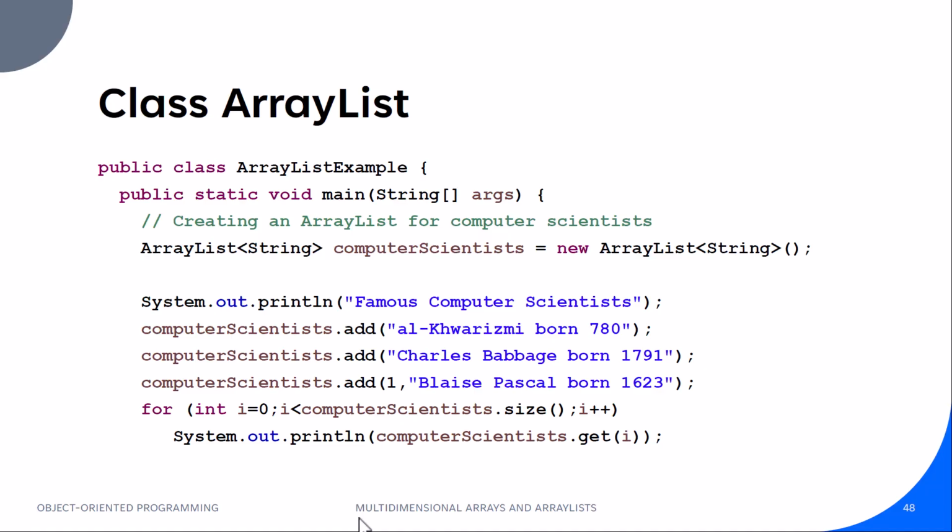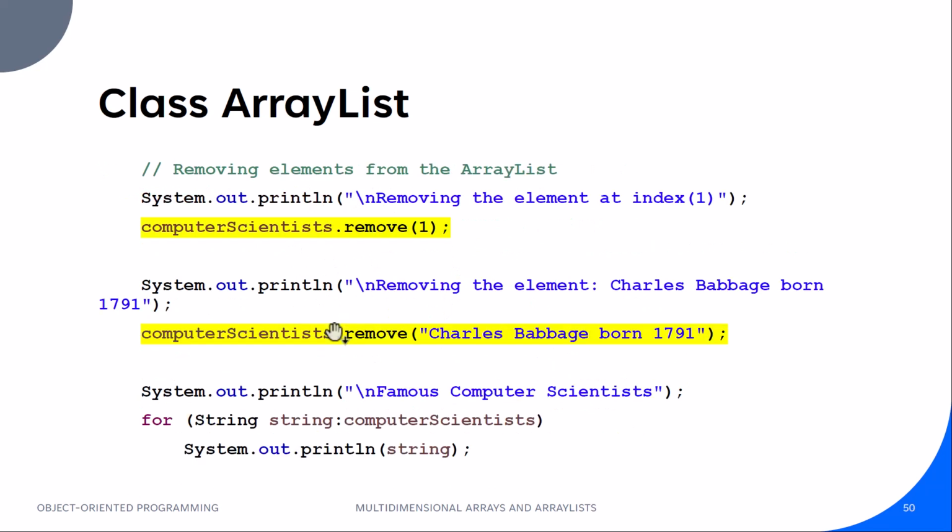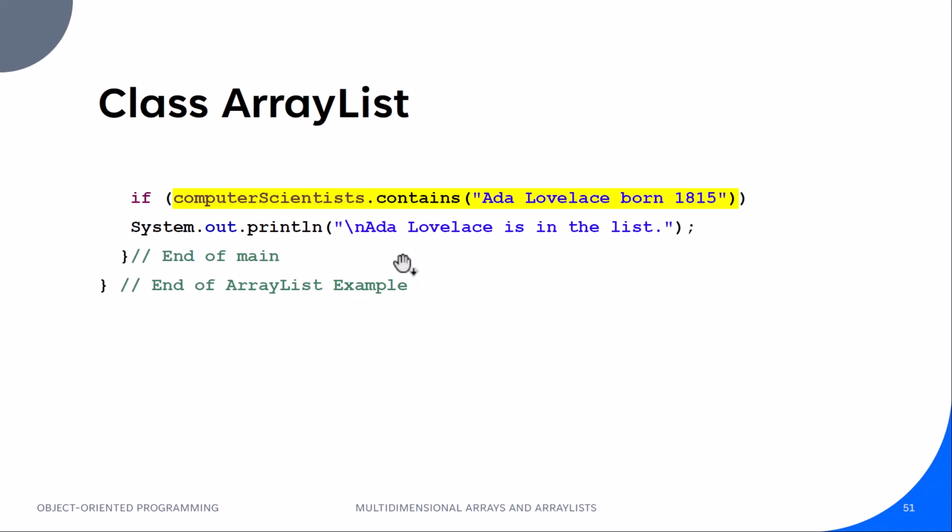Now let's extend the example to see some other methods in the ArrayList class. The first portion of the code is the same. The second portion is the same. Now we are removing an element from the array list using the index number, and we can also remove the element directly. And we can also check whether an element exists in the array list using the contains method.